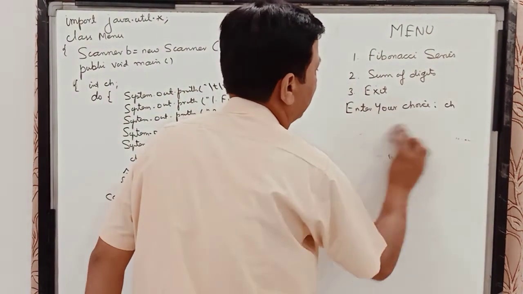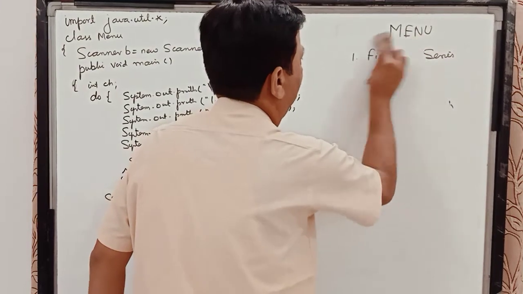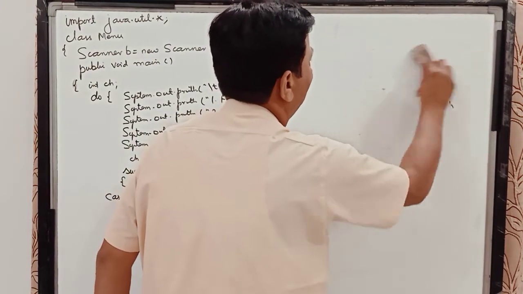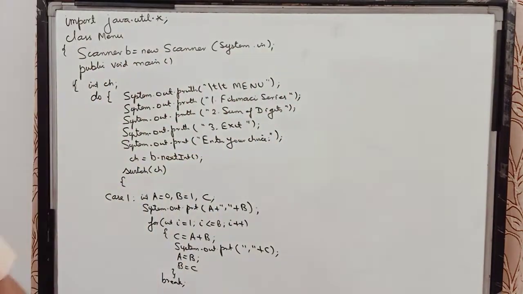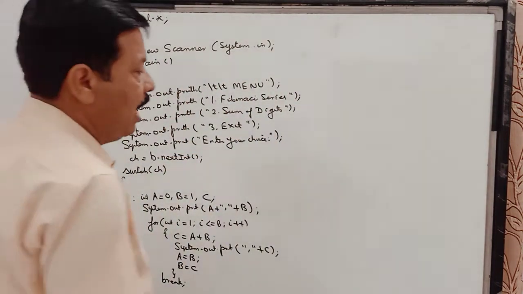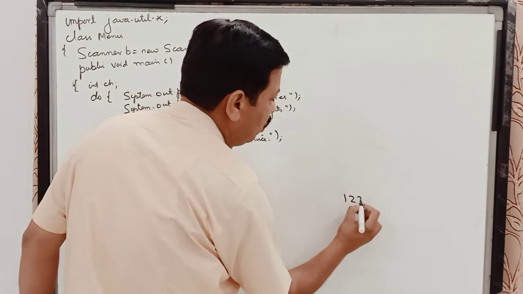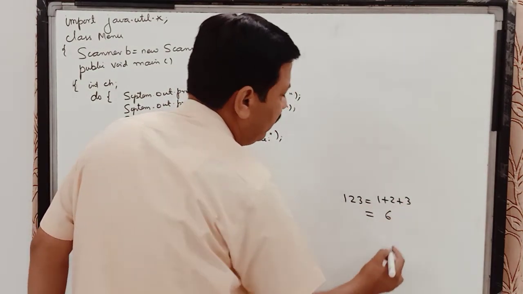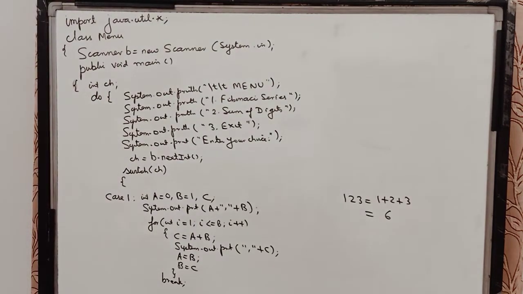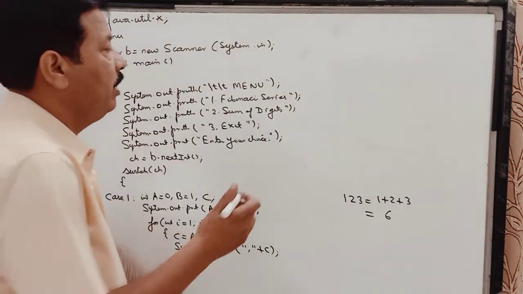Now I am going to continue with the second thing. Second is sum of digits, and sum of digits, children, you already have done in the programs before. And sum of digits means, like for example, I have a number 1, 2, 3. Sum of digits mean 1 plus 2 plus 3, that makes 6. And digits we know how to calculate. This we are doing in option number 2.